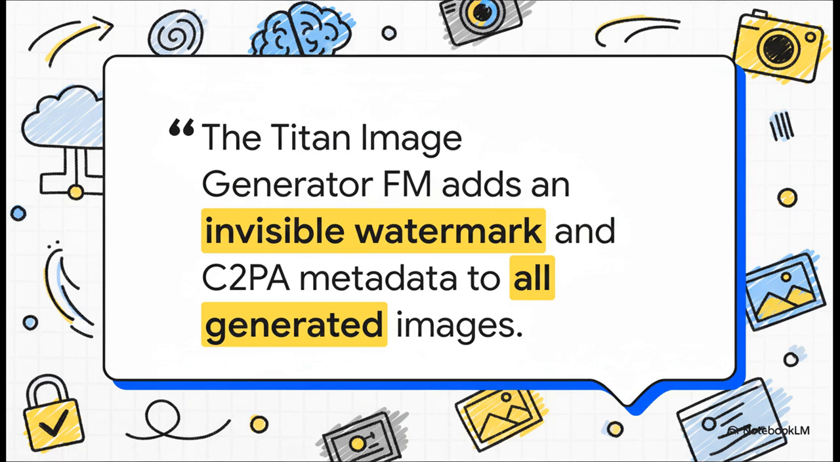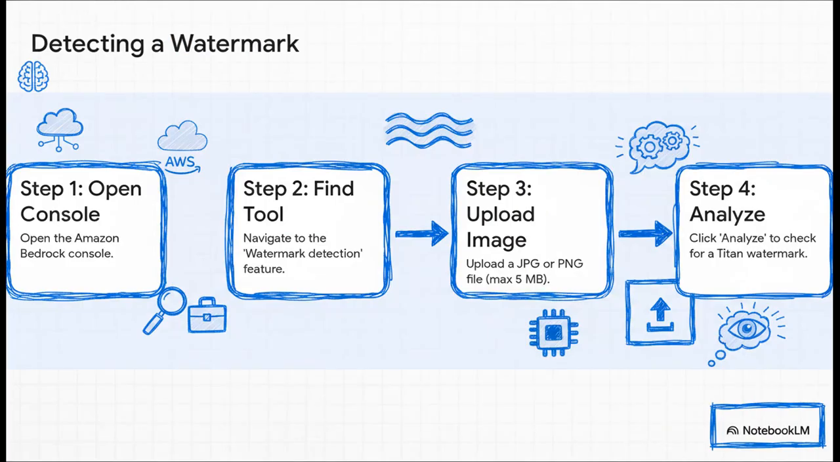Now, let's talk safety. This is a big one. To help combat things like misinformation, AWS built a really important feature directly into the image generator. As you can see here, every single image it creates gets an invisible watermark. And not only that, it also includes C2PA metadata, which is basically an open standard for proving where a piece of media came from, so you can always trace its origin as an AI-generated image. And this isn't some abstract behind-the-scenes feature. It's a real, practical tool that you can actually use. Checking an image is super simple. You just go into the AWS console, find the watermark detection tool, upload your image, click Analyze, and it tells you right then and there if it was generated by Titan. It's all about transparency in action.